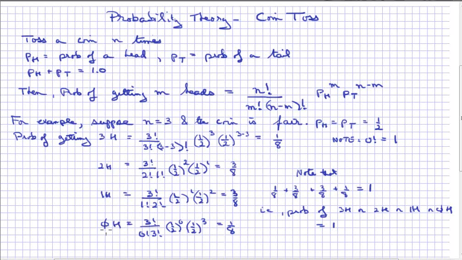And lastly, the probability of getting 0 heads is 3 factorial over 0 factorial times 3 factorial, times 1/8, and that's going to be 1/8. So what you should note here is that the probabilities of getting 3 heads, 2 heads, 1 head, or 0 heads, 1/8 plus 3/8 plus 3/8 plus 1/8, sum to 1. And just to repeat the significance of this, the probabilities of getting 3 heads or 2 heads or 1 head or 0 heads clearly have to sum to 1.